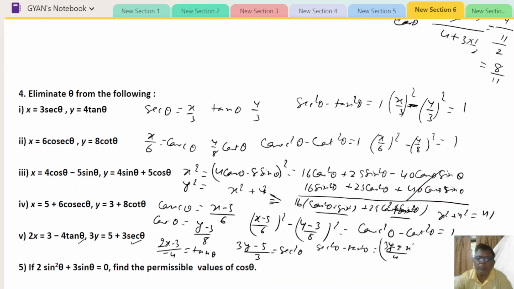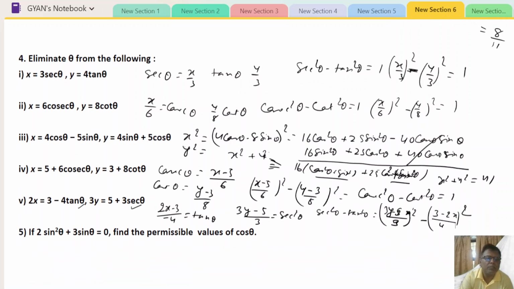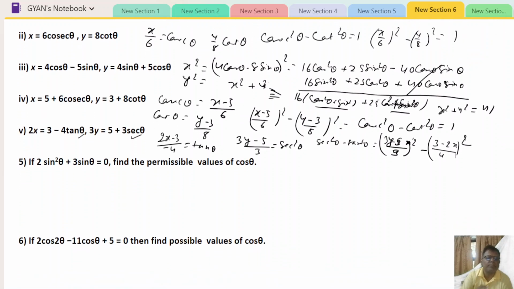3y minus 5 by 3 the whole square minus 3 minus 2x. Just reverse it because the negative will come here. So minus 2x divided by 4 the whole square. So elimination is complete. Now come to question number 5.